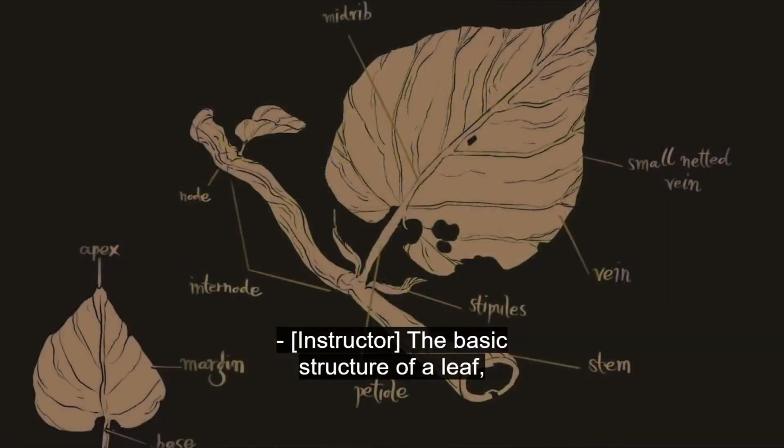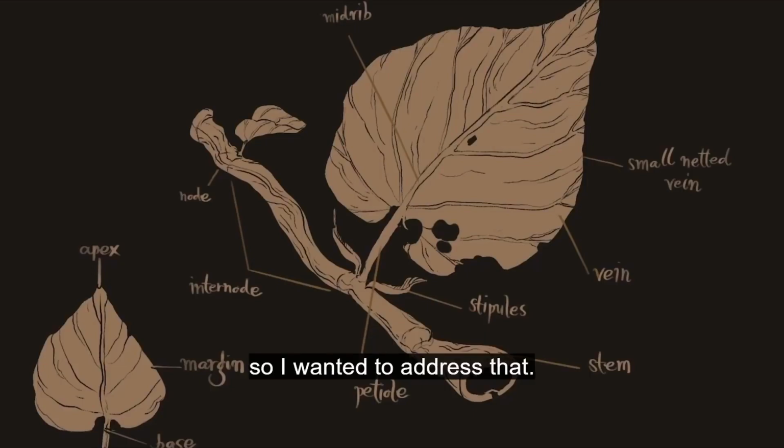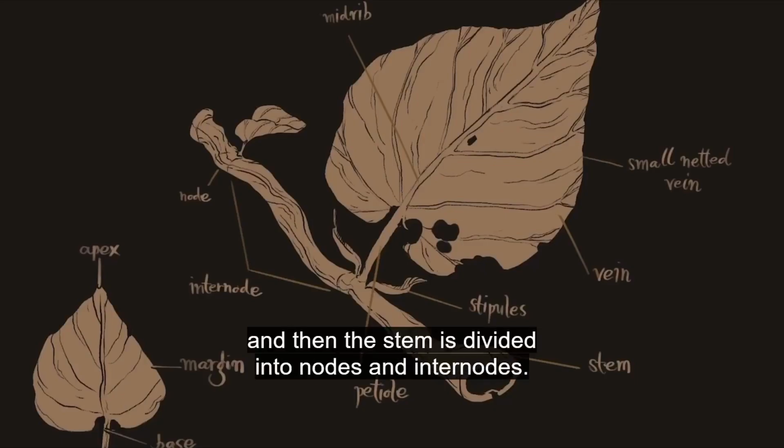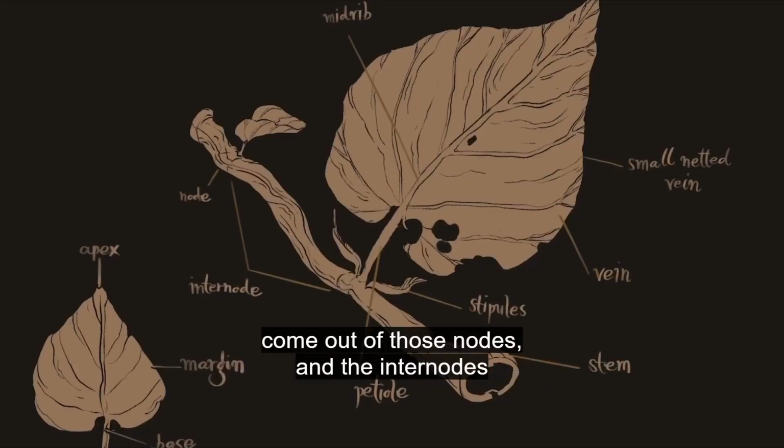Now the basic structure of a leaf, and we're going to do a lot of leaf drawing in this tutorial, so I wanted to address that. We have the stem, and then the stem is divided into nodes and internodes. Usually, leaves and flowering parts come out of those nodes, and the internode is just like the transition between those parts.